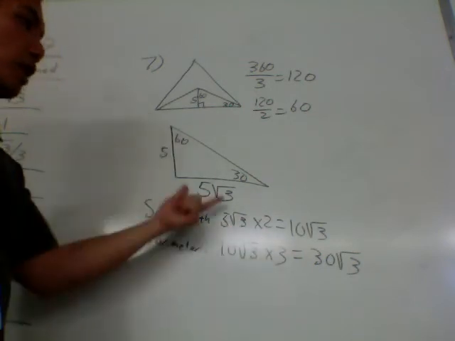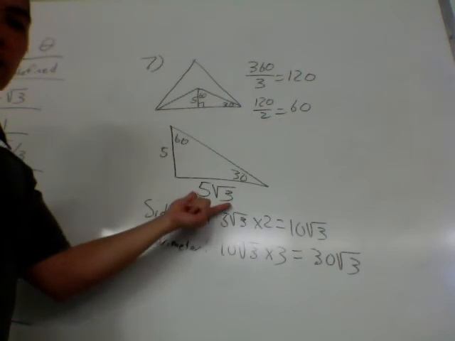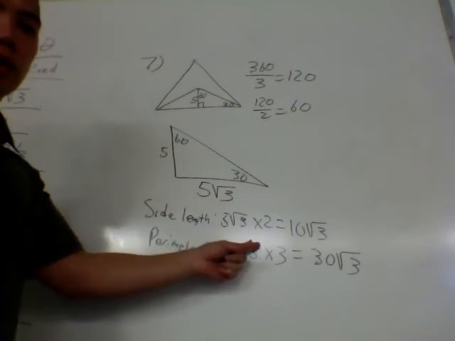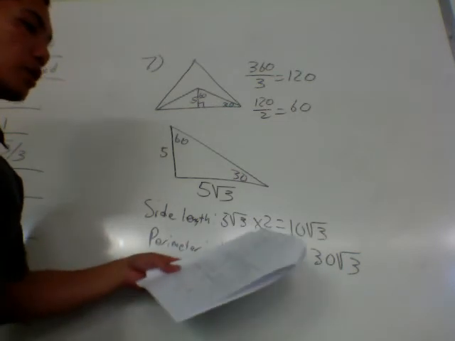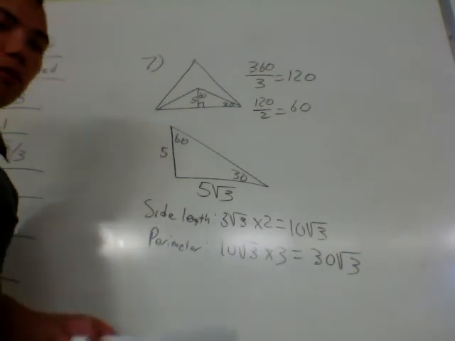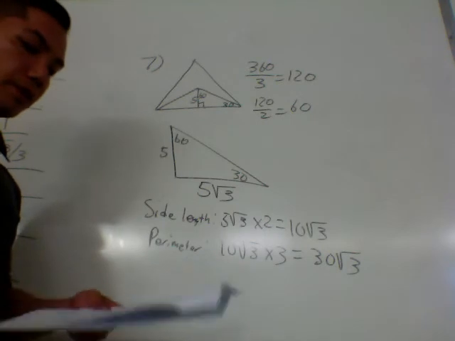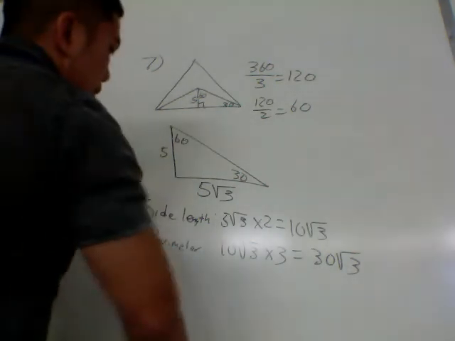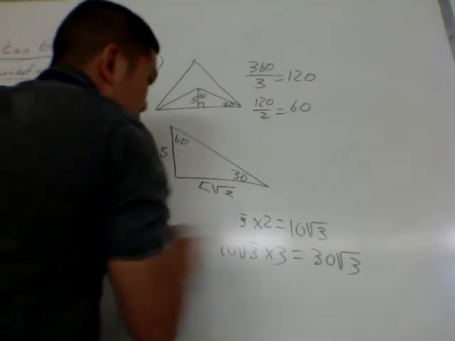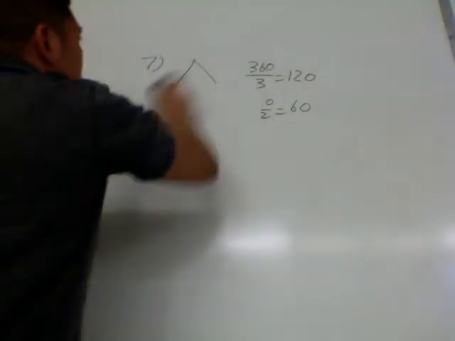What she probably did was she used the 5 root 3, and when she found the 5 root 3, she forgot to double it. She just multiplied it by 3 to get the 15. But you're supposed to double it first before multiplying it by the number of sides there are. So number 8 is a hexagon, but you do the same thing that we did for number 7.